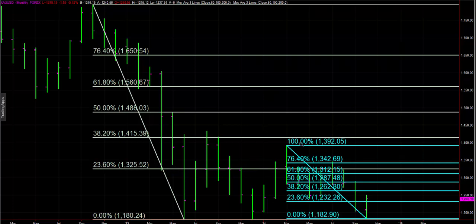We will continue to see if gold can remain above that 1221 area and remain constructive.